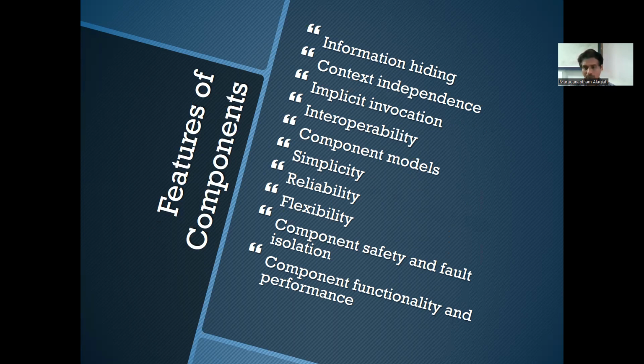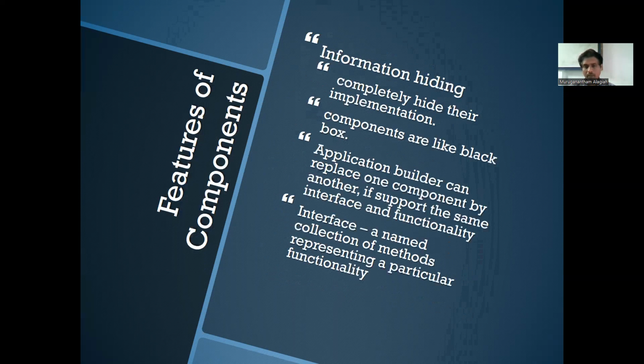And number two, context independence, implicit invocation, interoperability, component models, simplicity, reliability, flexibility, component safety and fault isolation, and component functionality and performance. So these are the features of components, we are going to discuss one by one. So starting with information hiding.